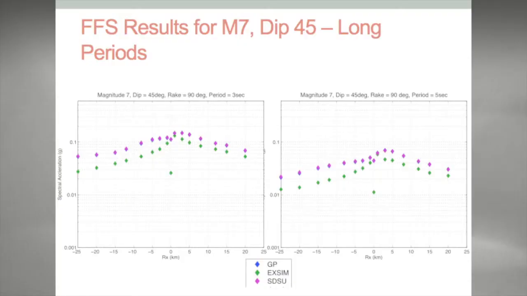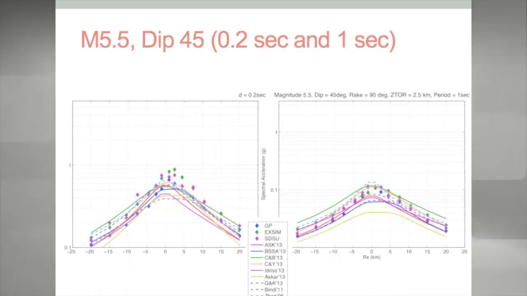This is the magnitude 7 with 45 at the long periods. Again, just don't look at that dot. Okay, so this is just to show you what we use for the NGA West 2 hanging wall model. So let's get into how the magnitude scaling effects work.